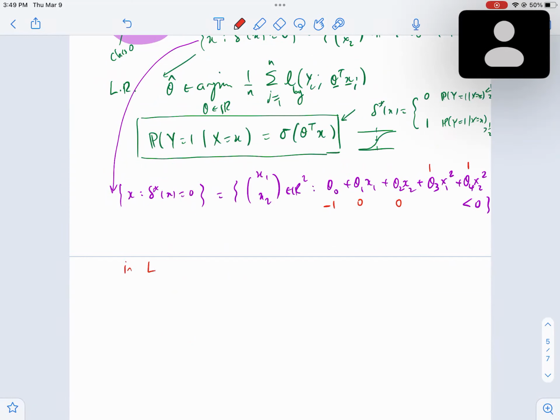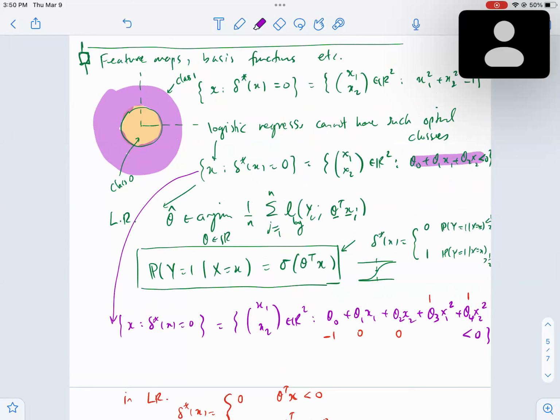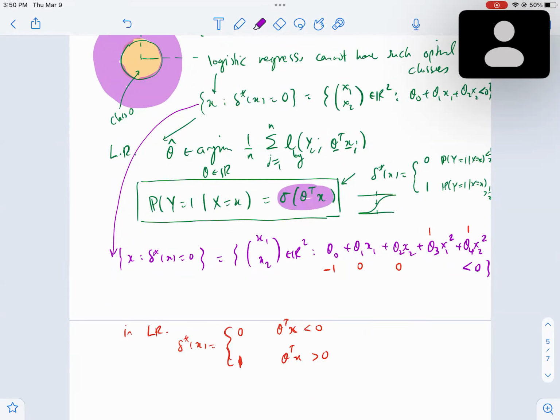In logistic regression, delta star of x would be 0 if theta transpose x is negative, and 1 if theta transpose x is positive, because above 0 the sigmoid is bigger than 1/2, below it it's less than 1/2. So that's how I got this condition, assuming that we have an intercept. The structure of this leads to this decision class, a linear decision boundary.